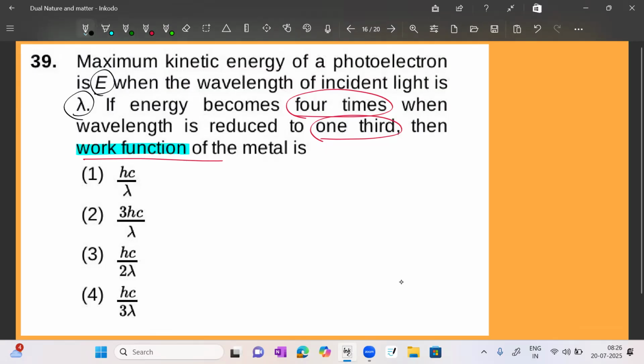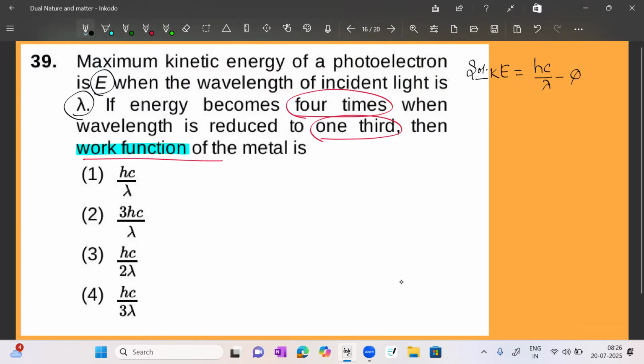As usual, this E is equal to, we have the formula: energy is hc by lambda minus work function. So the first time, the energy is maximum kinetic energy. Suppose if you want K, you can write K is equal to hc by lambda minus work function.